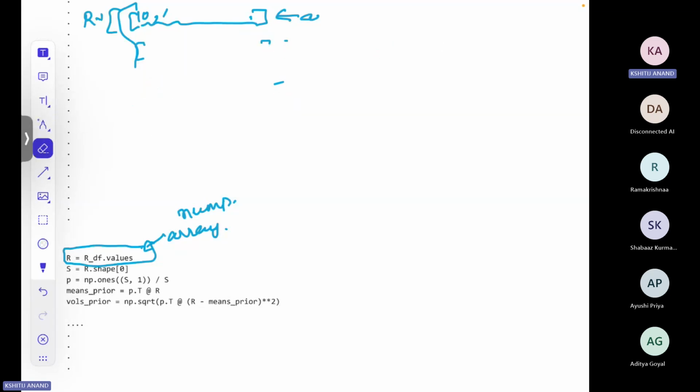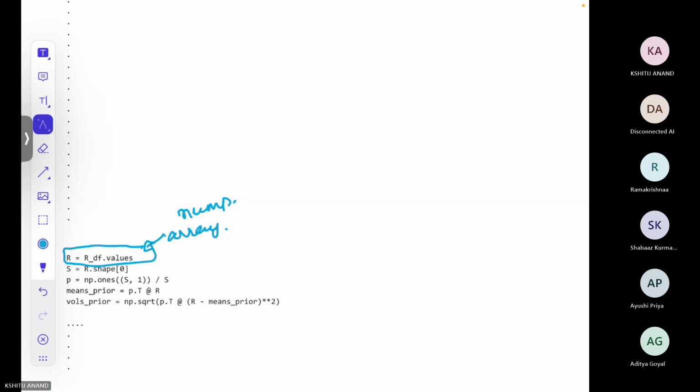And now you are assigning S as R.shape[0]. R has 10,000 rows over here, so S is basically 10,000. Shape of 0 will be 10,000. And then P is equal to np.ones of S by 1. So basically you have S rows and one column.